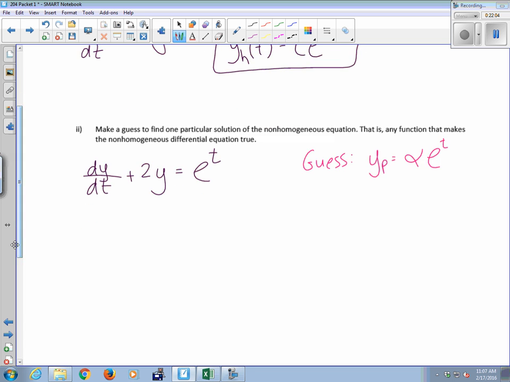So if we know that y particular is alpha e to the t, then when I do dy/dt, what's the derivative of alpha e to the t? Alpha e to the t again. Good. So we come back over here, and I'm going to plug in dy/dt and y into the differential equation. So dy/dt is alpha e to the t. 2 times y, replace y with alpha e to the t. That has to equal e to the t. And now I can try to figure out what alpha has to be to make this work.